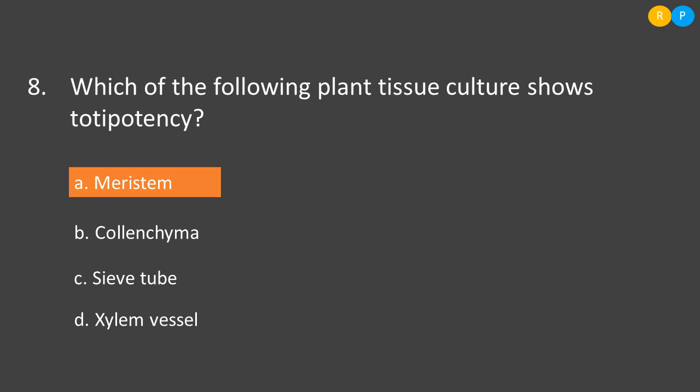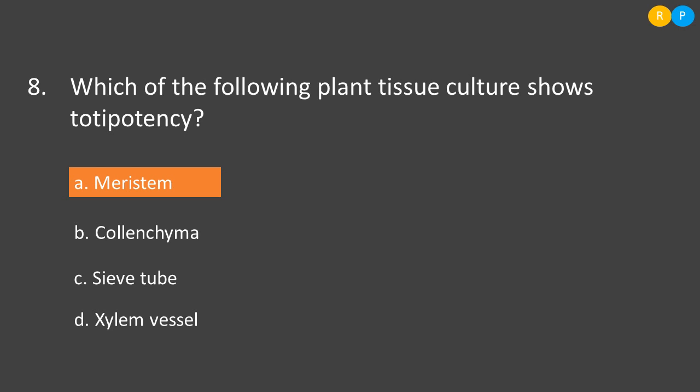So let us see the option A, meristem. So meristem, as I told, has the ability to divide and form new cells. So this is actually the answer for this question. So totipotency can be seen more in meristematic tissue. Then option B, collenchyma. So collenchyma is a normal kind of tissue present in the plant. So in order to form new cells in the tissue culture, collenchyma has to regain the ability of meristematic activity, or else it cannot form new cells in the tissue culture.